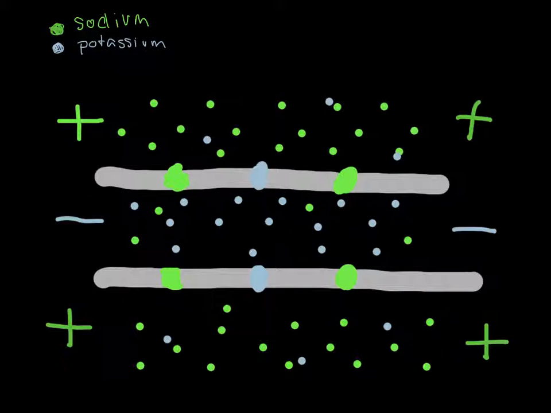However, there are more ions outside the cell than inside, leading to a positive relative charge outside the axon and a negative relative charge inside the axon.